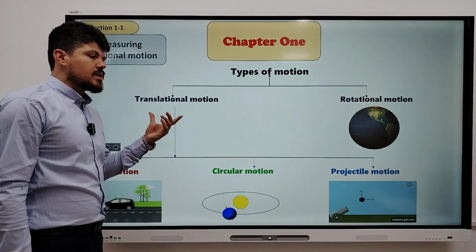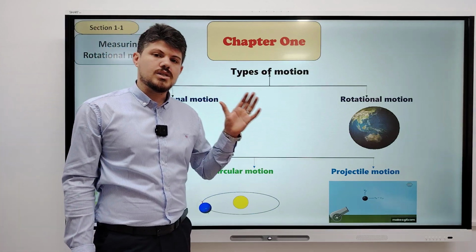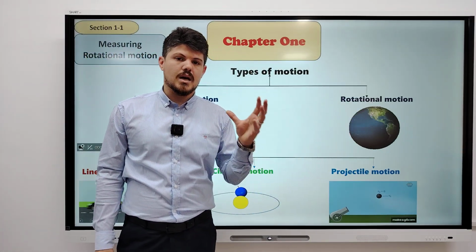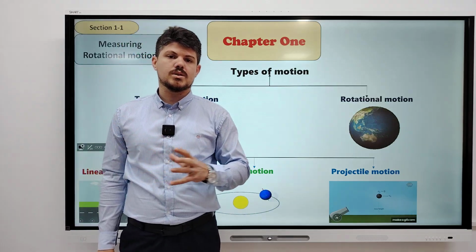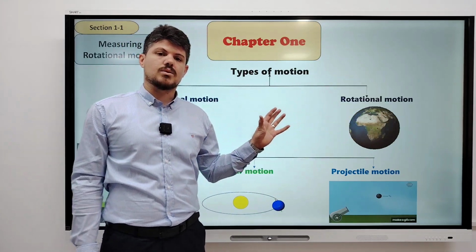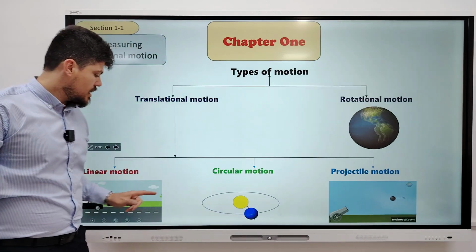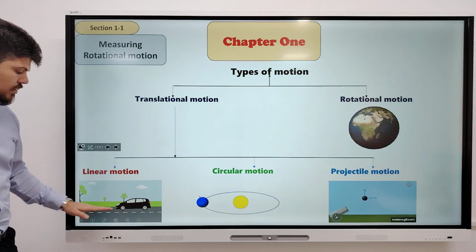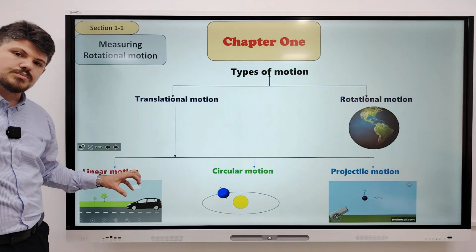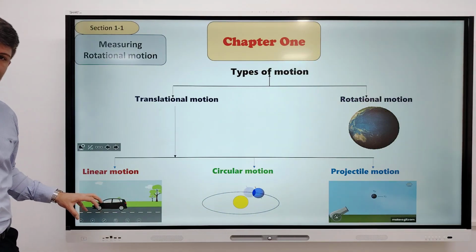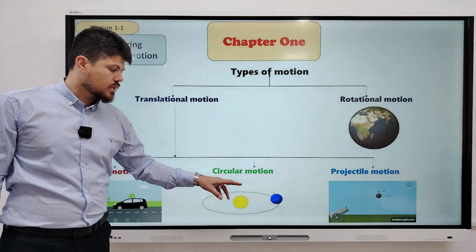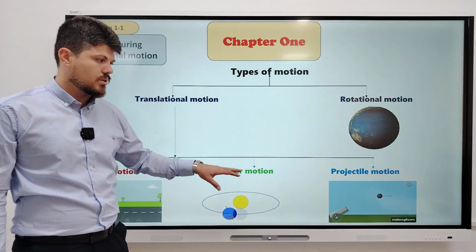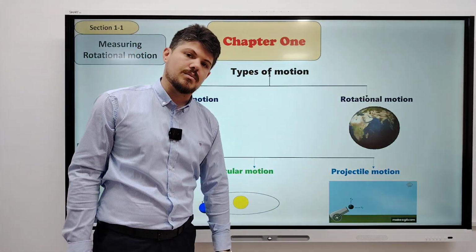Why do we say translational motion? Because in a translational motion, the object's position changes continuously. For example, when an object is moving from one position to another position, this type is called translational motion. Look at the linear motion: when a car is moving on a straight path, its position changes continuously. In circular motion, the same thing, its position changes continuously, and the projectile motion is the same thing.